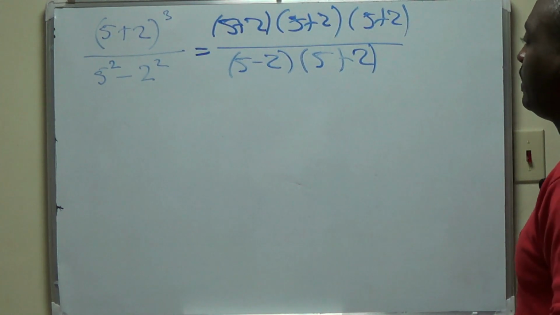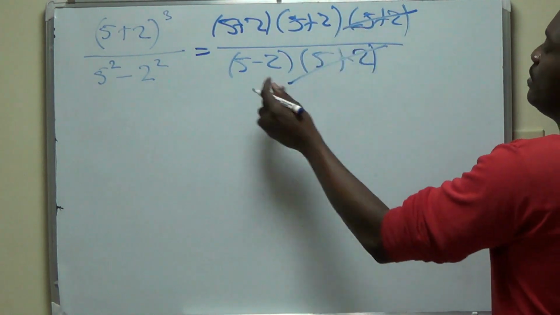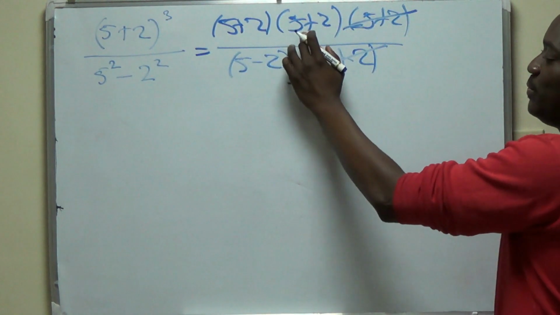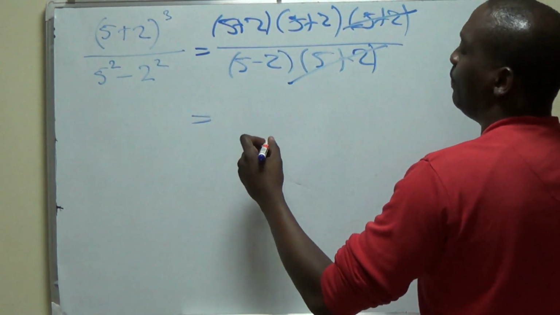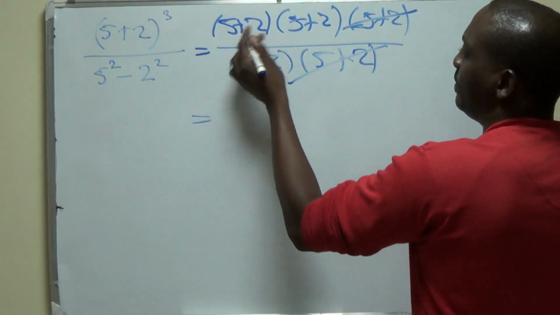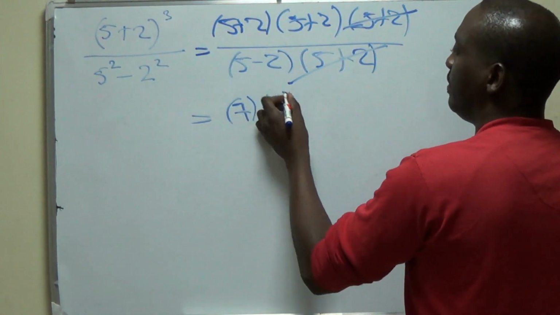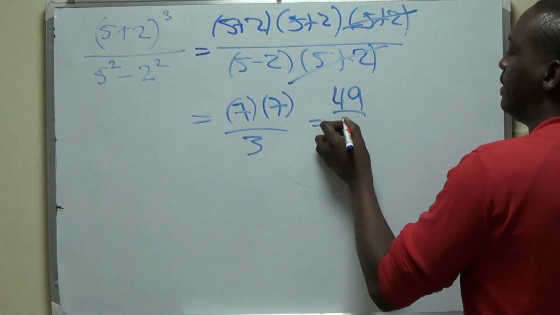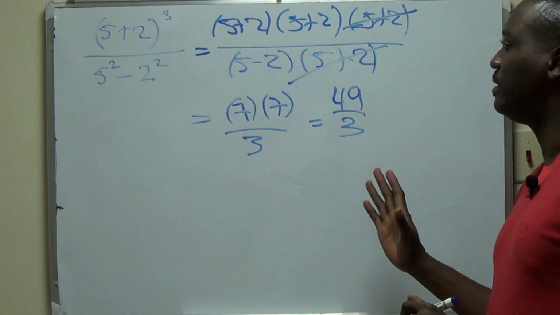And once we do that, we could now cancel. This 5 + 2 will cancel with this 5 + 2, so that we now have (5 + 2)(5 + 2), or (5 + 2) squared over 5 − 2, which would then be what? 5 + 2 is 7, so 7 by 7 over 3, which would give you 49 over 3 as the answer. Alright, and that is it. So that's the short method. You could roll with this if you want.